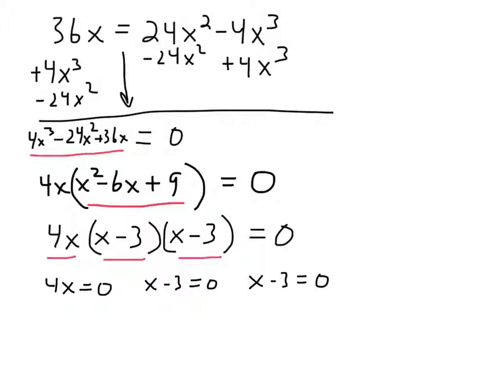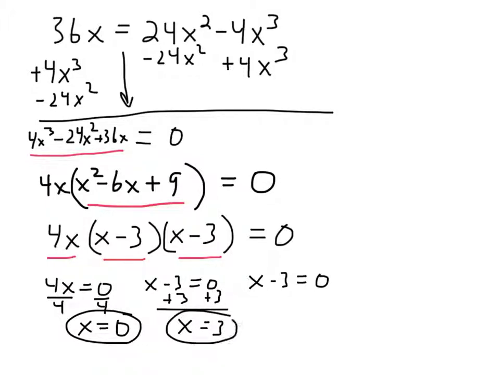And when you solve these, this first one, divide both sides by 4. Now 0 divided by any other number is still 0, so your solution is 0 there. And here you add 3 to both sides, so x equals 3. And then this one's the same equation, so you're going to get the same answer. So there's really only two solutions in this particular problem. But you can see it's quite possible that a cubic equation could have three solutions because you could get three different answers to these three equations.